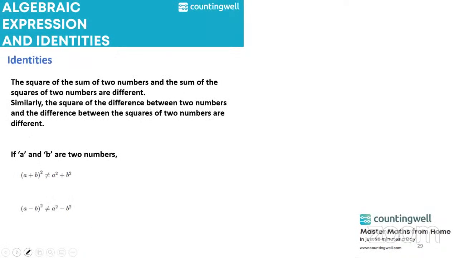Also, while using identities, note that the square of the sum of two numbers and the sum of the squares of two numbers are different. It means (a plus b) whole square is completely different from a square plus b square. Also, (a minus b) whole square is completely different from a square minus b square.